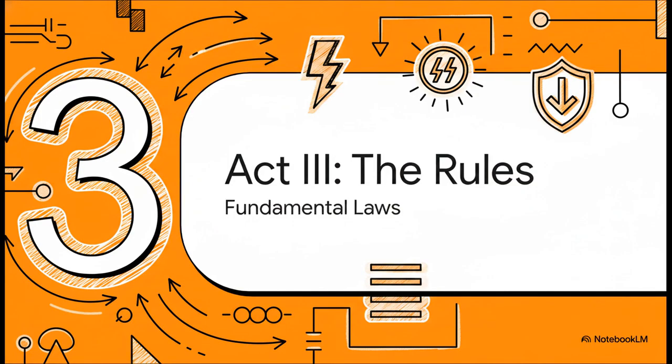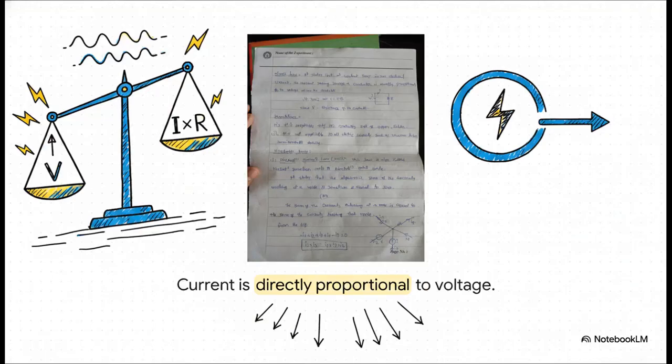All right, we've got our currency, we've met our pieces. Now for Act 3, the rules. This is the big one, the absolute most famous golden rule in all of electrical engineering, Ohm's law. It's beautifully simple. V equals I times R. It shows that the voltage, our push, across a conductor perfectly equals the current multiplied by the resistance.